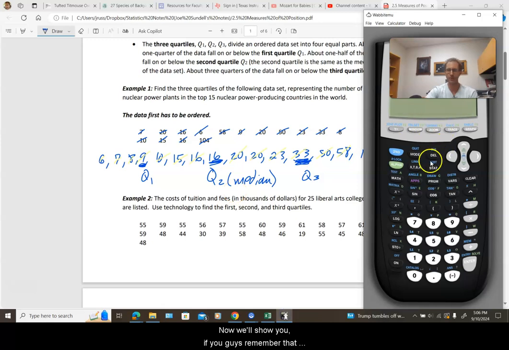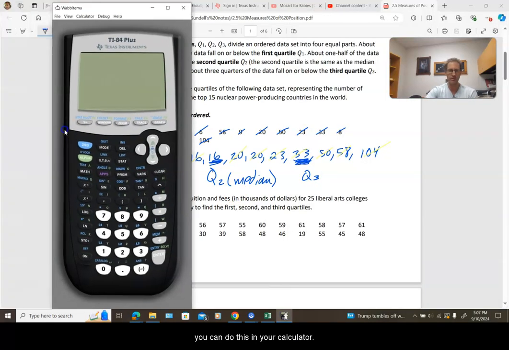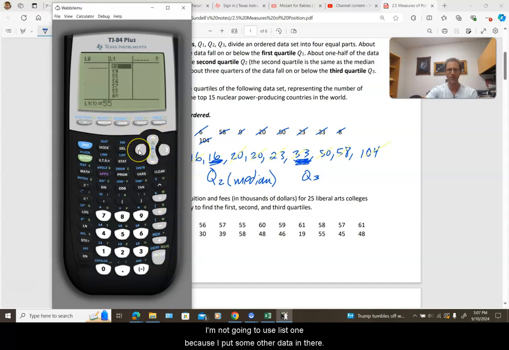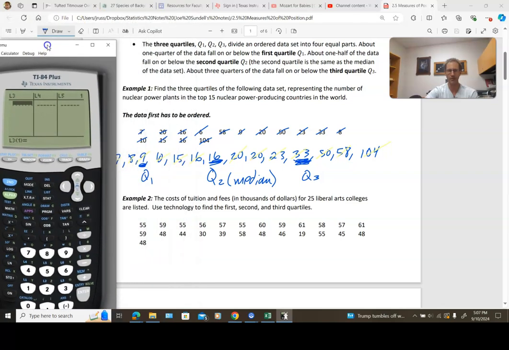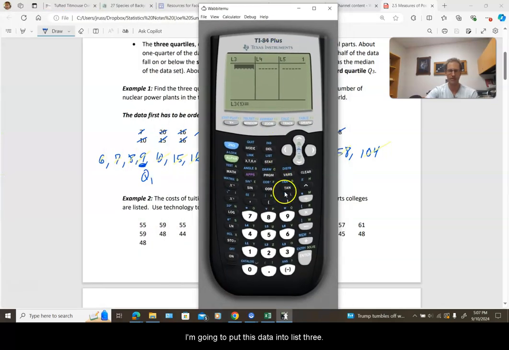Now I will show you, if you remember, that you can do this in your calculator. Turn this on. Click on list. I'm not going to use list 1 because I put some other data in there. I'll just use list 3. So I'm going to put this data into list 3.